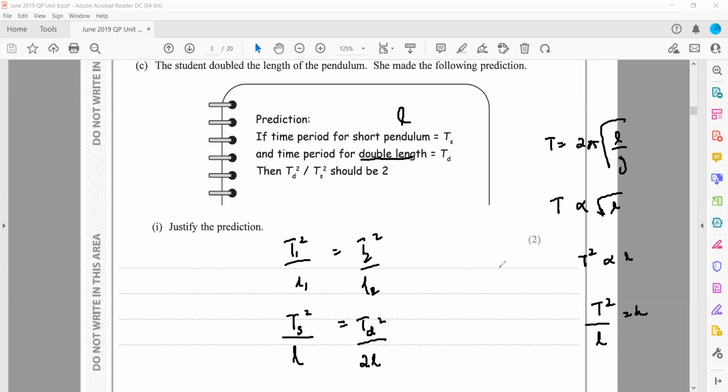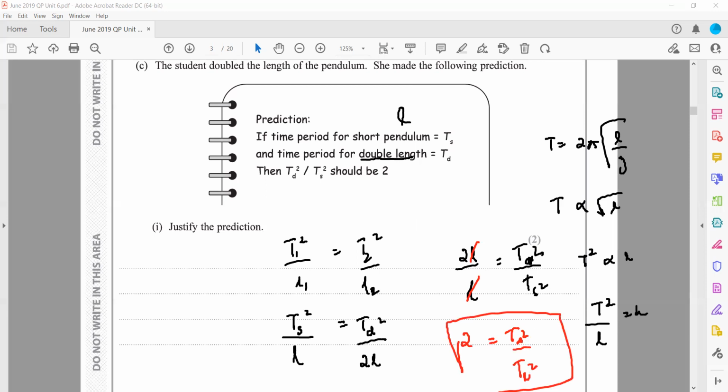When we simplify, because we want Td square, we cross multiply, 2L will be multiplied, and this will be Td square over Ts square. So when we simplify, length will cancel with length. So we can say Td square divided by Ts square is equal to 2. Is it clear?